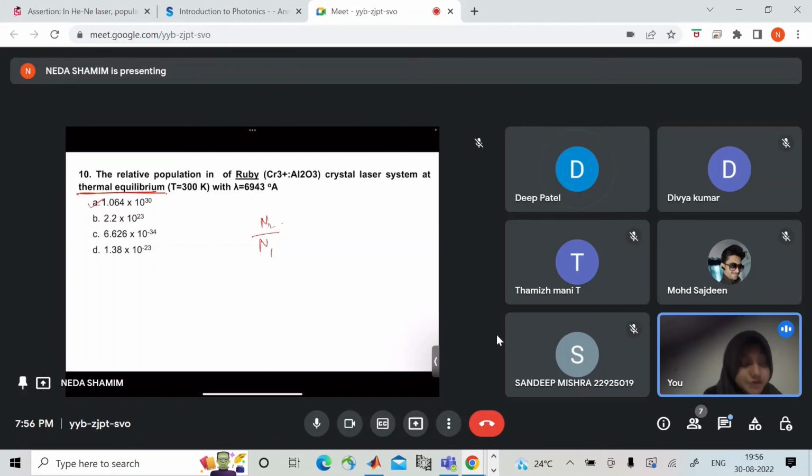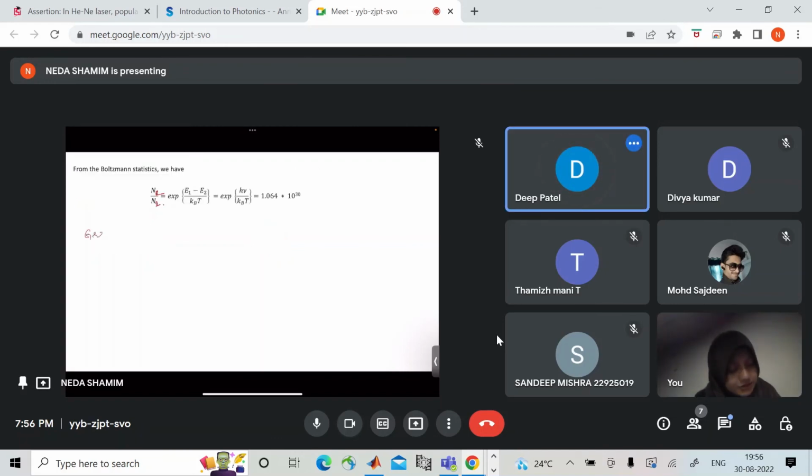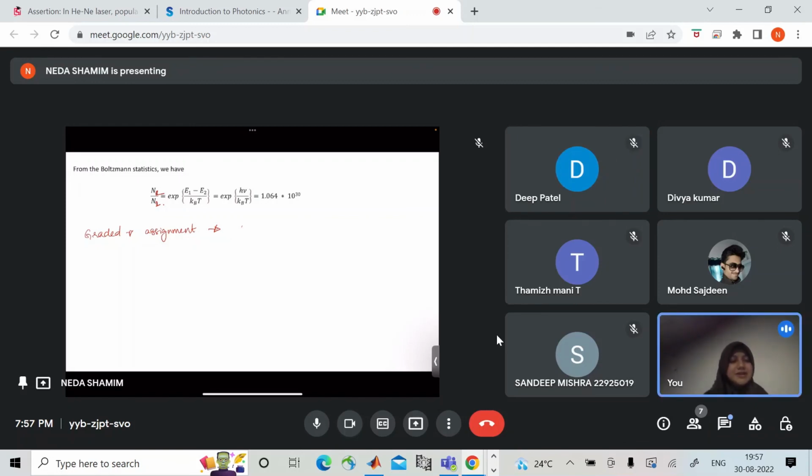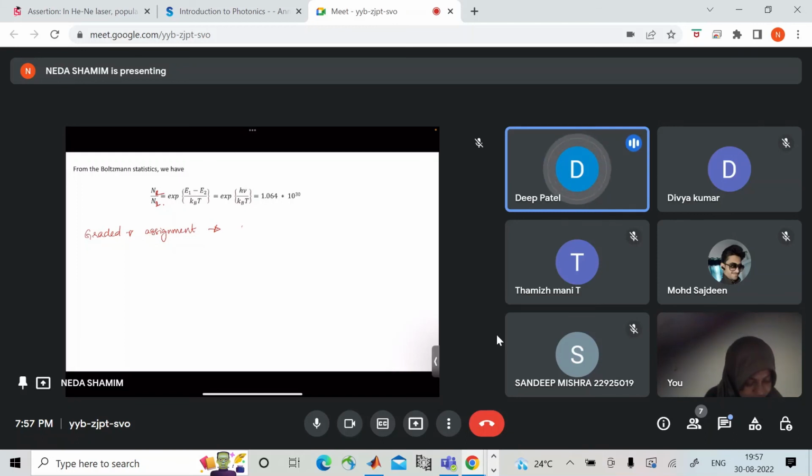Okay, which are the two questions? I'll look into it quickly. Questions 8 and 9. If we use N2 by N1, then the answer matches with question number 8, but not with question number 9. Is it in the graded assignment? Yes, in the graded assignment. Is this assignment 4 or assignment 5? Assignment 5. The question is: calculate the ratio of spontaneous emission rate to the stimulated emission rate.